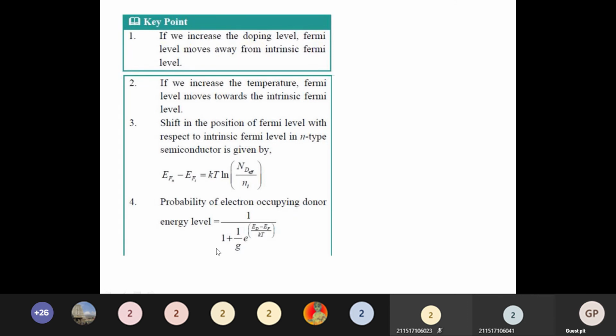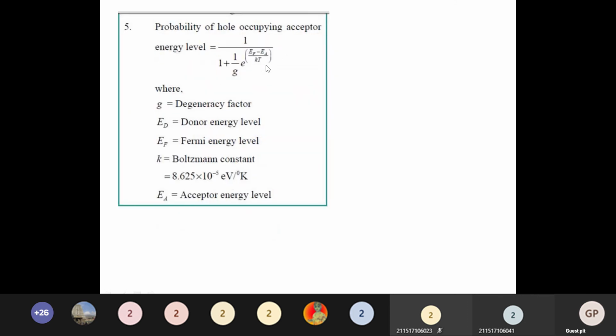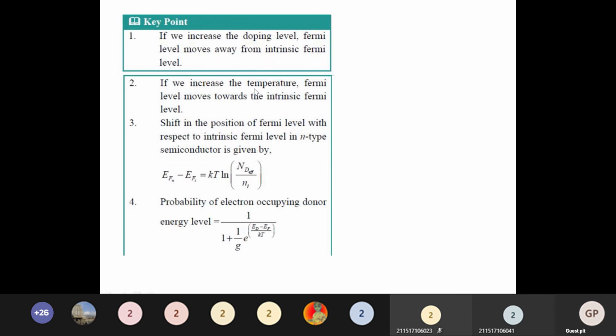Okay, that corresponding probability equation for the acceptor atom we also have. Acceptor means what? P-type material. Okay, so these are some formulas we also have related to the Fermi level, because mostly they ask questions based on the Fermi level, right? For that it will be very useful.